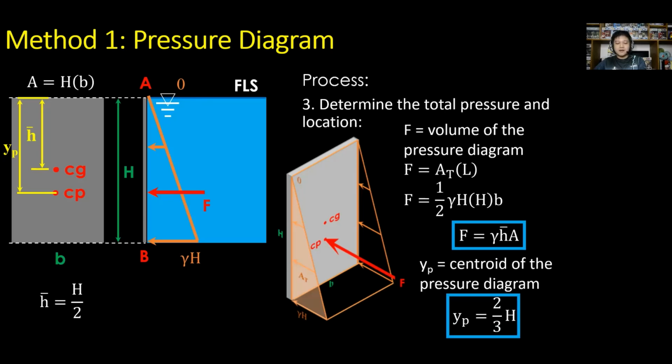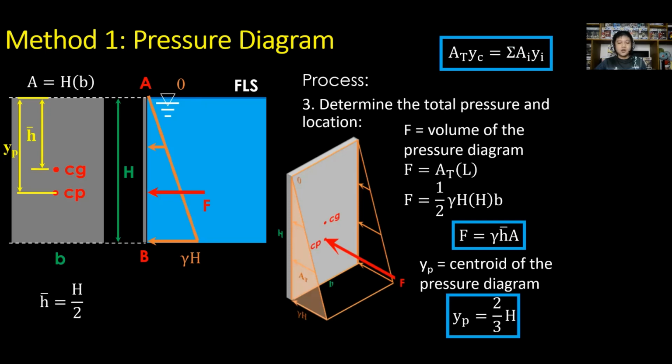And for pressure diagram that is not a triangular prism, consider concept of the moment area method or the Varignon's theorem. That is A sub T times Y sub C is equal to the sum of the moment or the individual moment of the different areas, with respect to a common reference line. And take note that before you apply this equation, it is better if you will divide the diagram to triangular shapes.